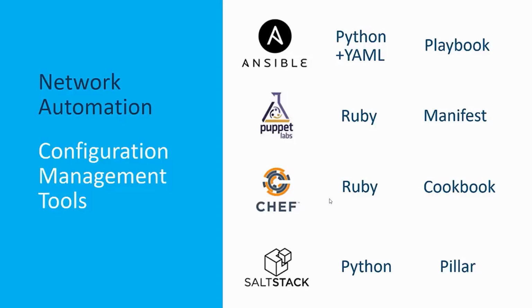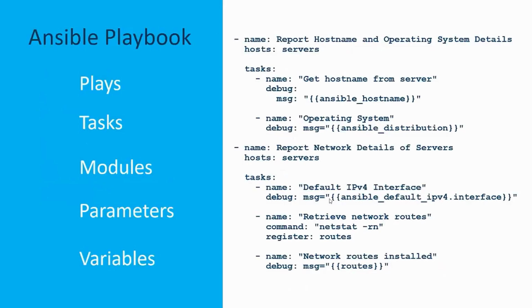These management tools use recipes to script changes and automate changes over the network. Ansible uses playbooks, Puppet uses manifests, Chef uses cookbooks, and SaltStack uses pillars. This is an example of an Ansible playbook that I got from DevNet at developer.cisco.com.